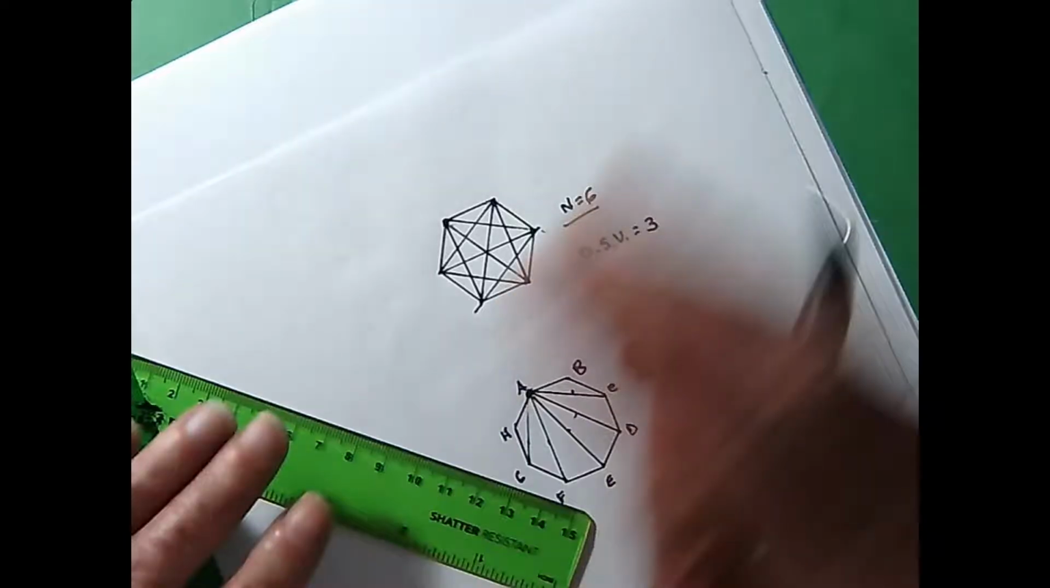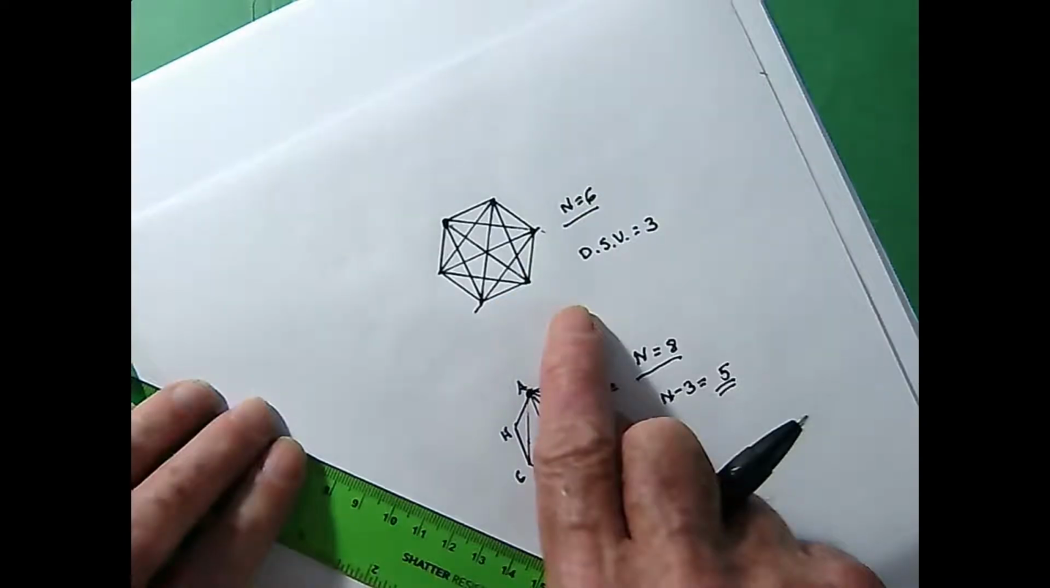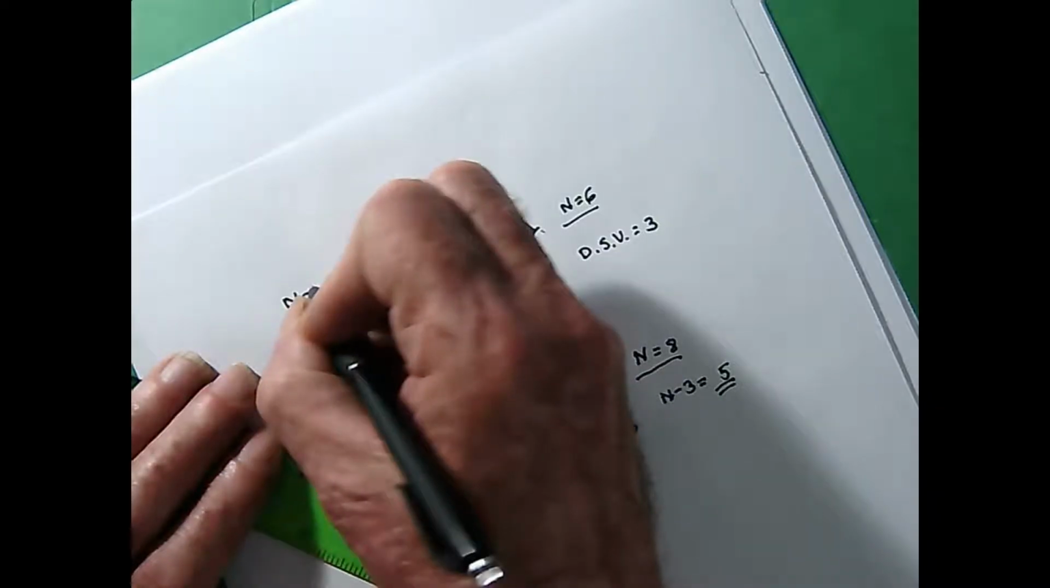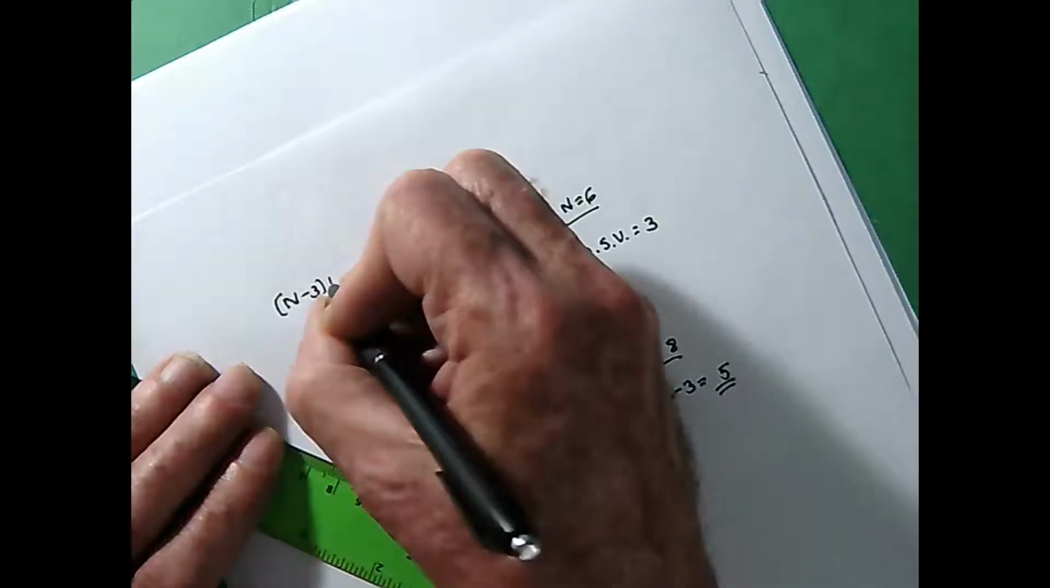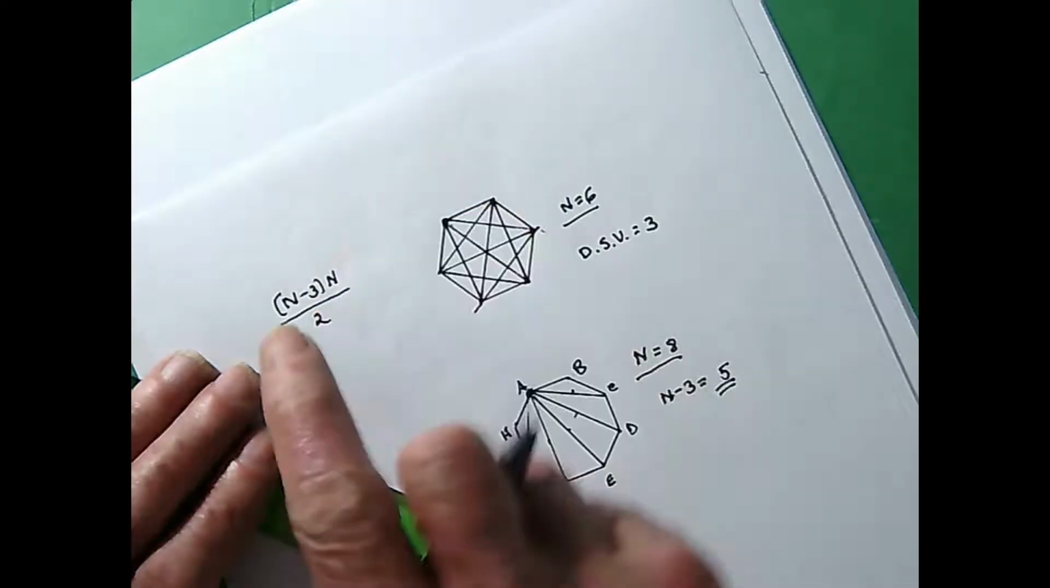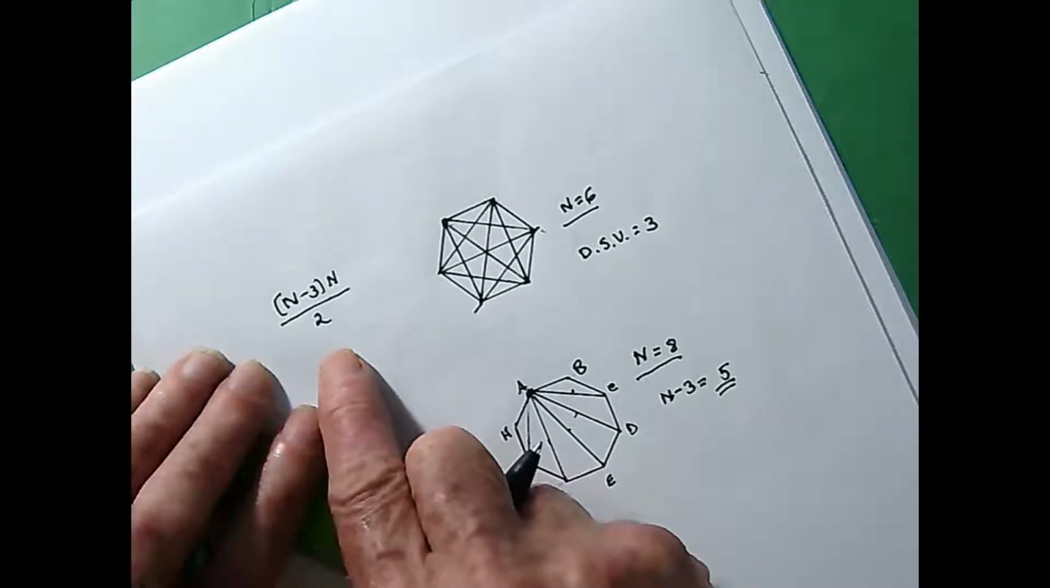But there is a formula for this. How many diagonals can you get from a single vertex? n minus 3. How many vertices have you got? n. Don't count anything twice. And there's the formula for the total number of diagonals.